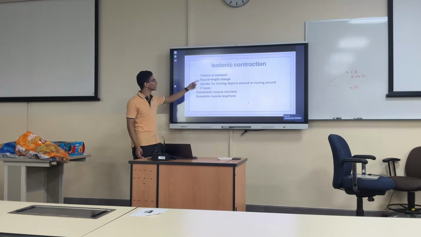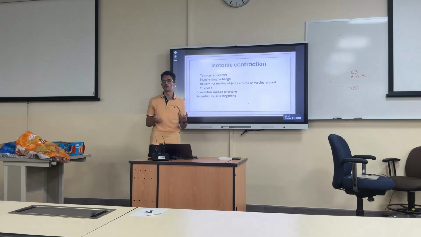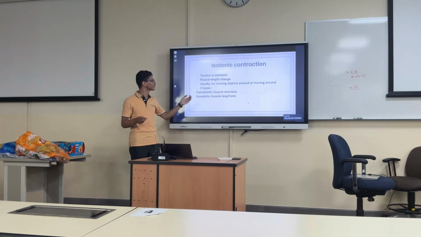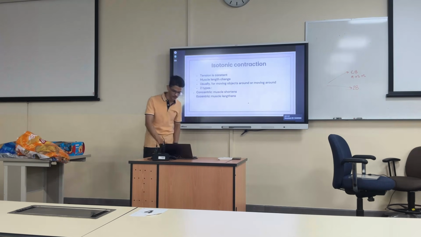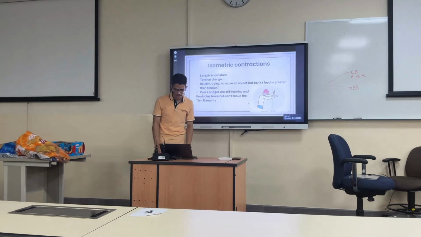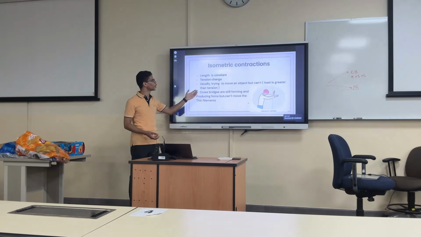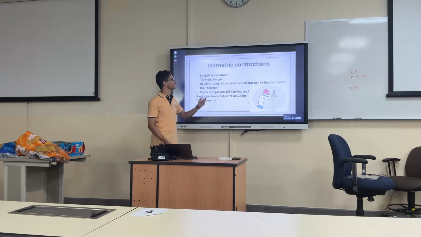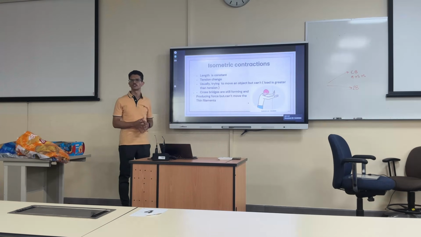So both of them are isotonic contraction, where the tension is constant because you are able to move the object you want, but you're just moving it around, so you need to change the length to be freely movable. Isometric is the opposite, and also from the name you can identify it, the length is not changing.